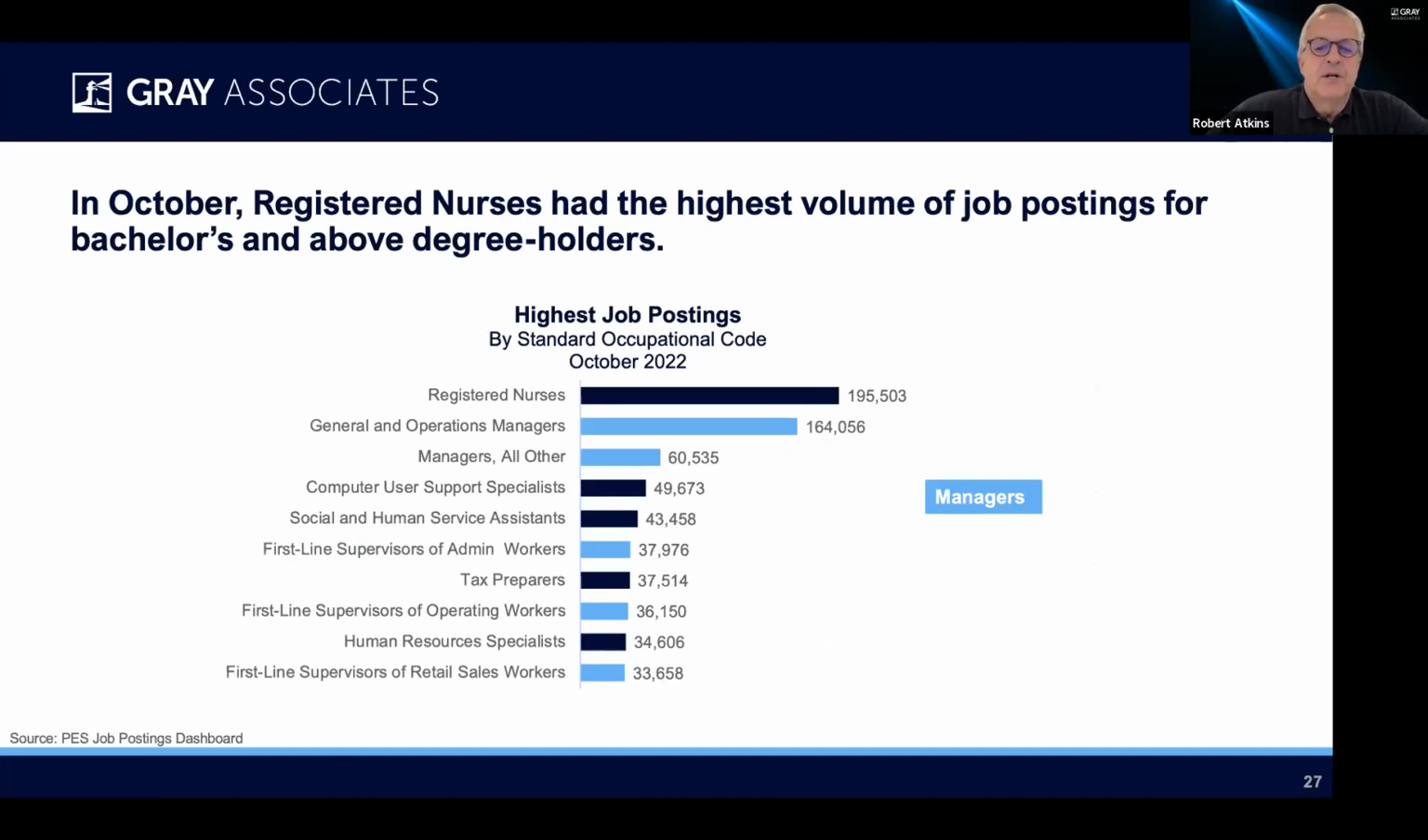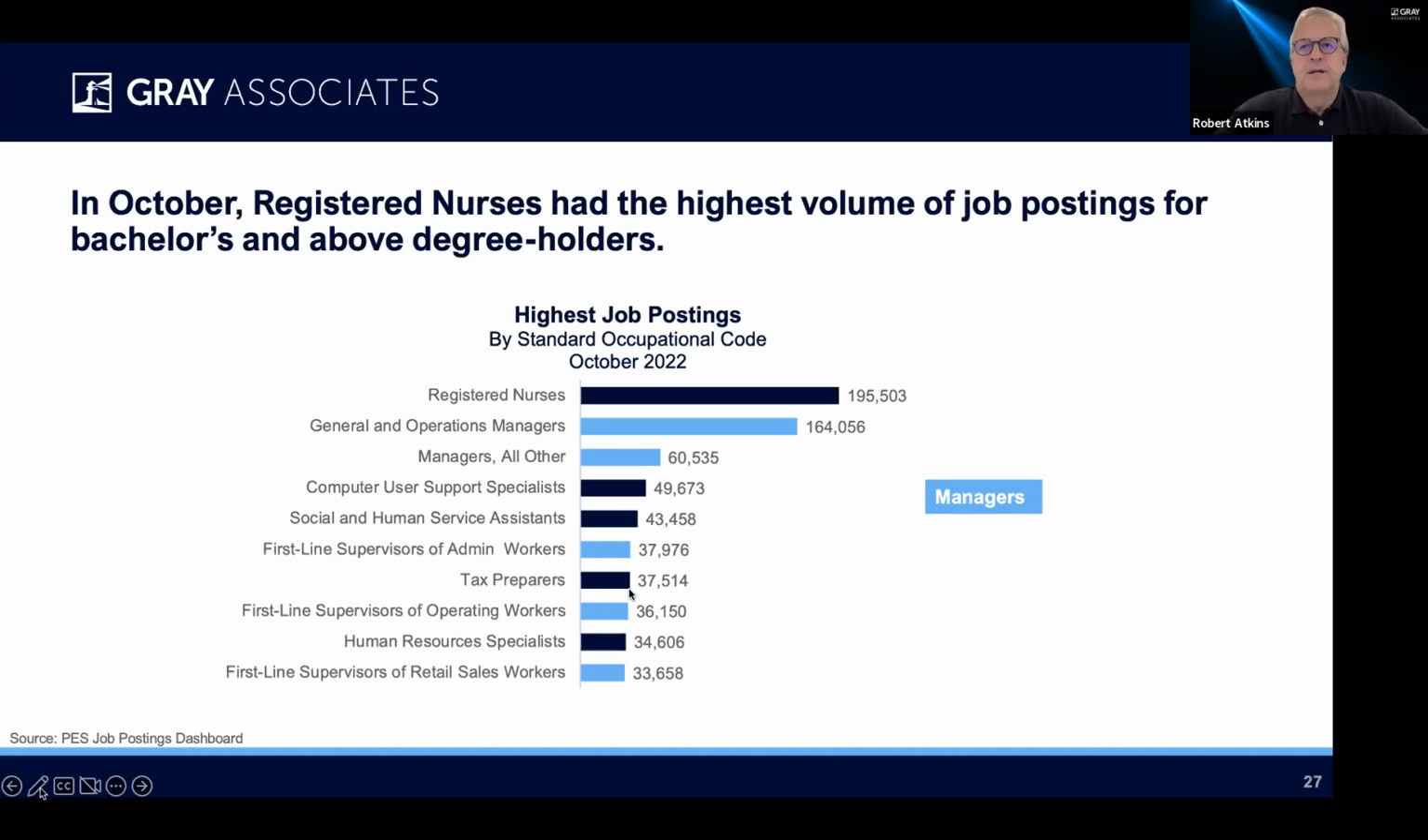Then we have general and operations managers. Actually, managers do really well on this list as a whole. We got general and operations managers, first-line supervisors of admin workers, first-line supervisors of operating workers, and first-line supervisors of sales workers. So a lot of jobs for managers, and in particular, first-level managers in organizations. Then it becomes a little bit more random: computer user support specialists, social and human services assistants, and tax preparers.